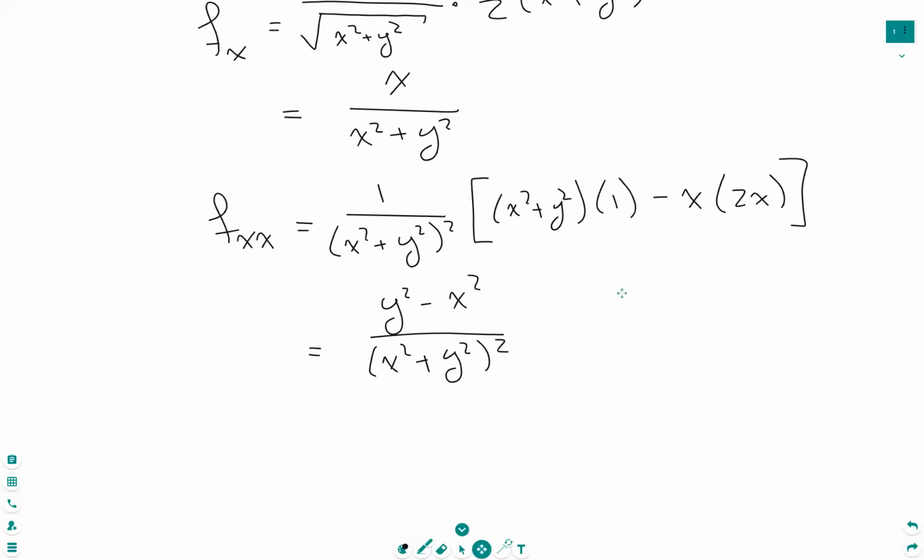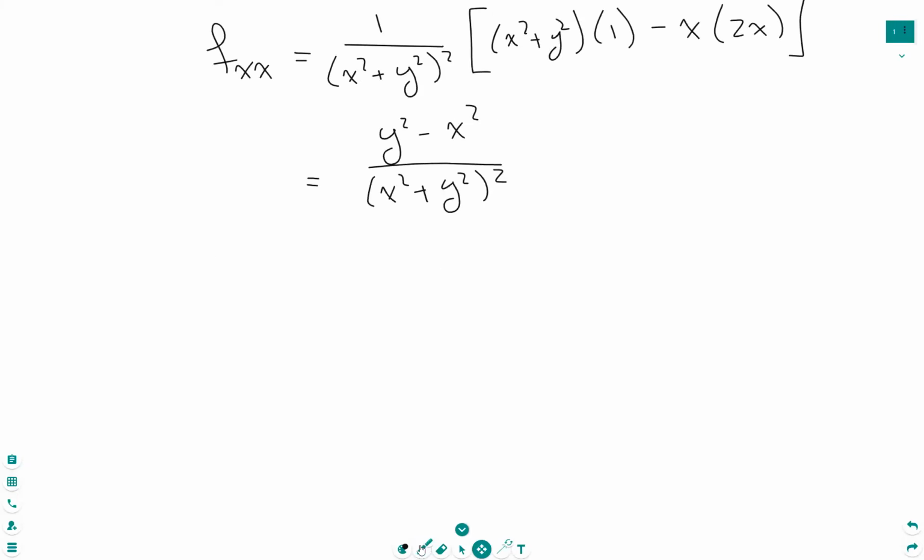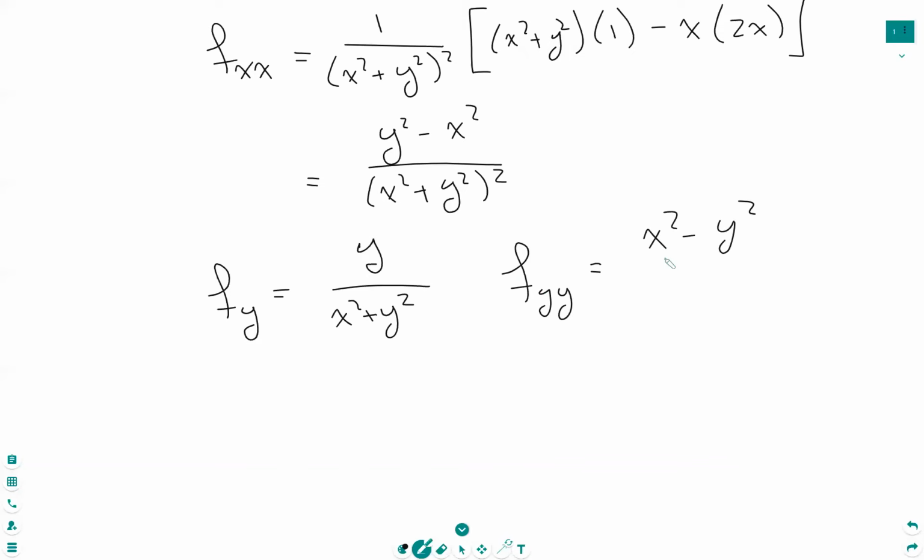Now you can imagine that these y derivatives are going to be fairly similar. The first y derivative ends up giving me y over x squared plus y squared. And the second y derivative gives me x squared minus y squared all over x squared plus y squared, squared.